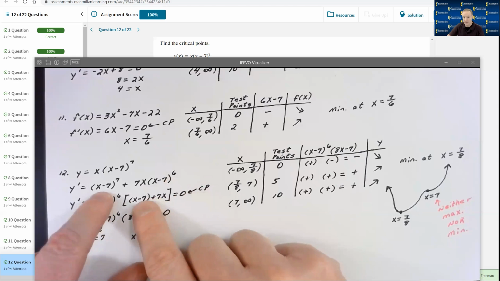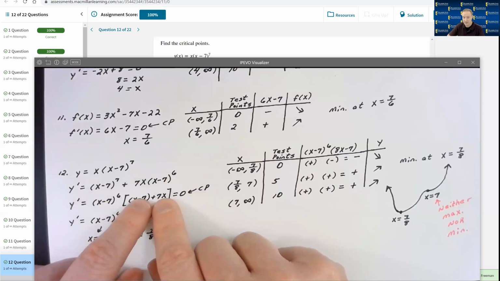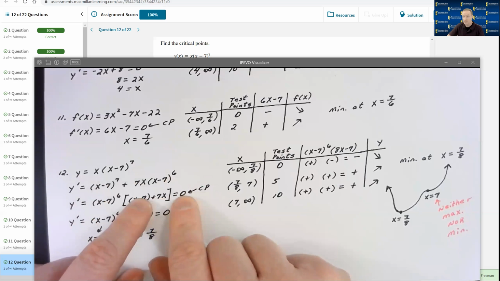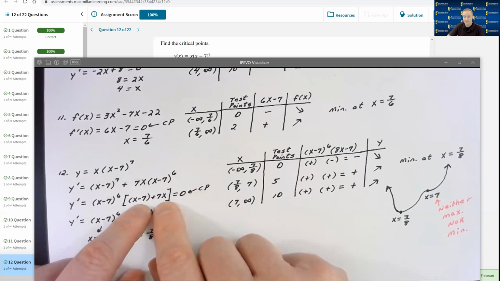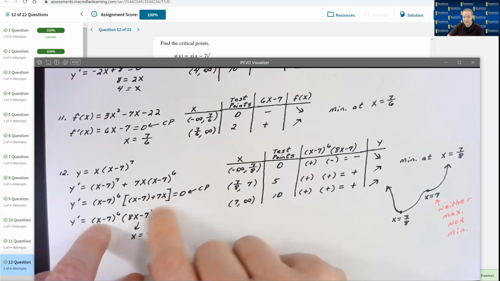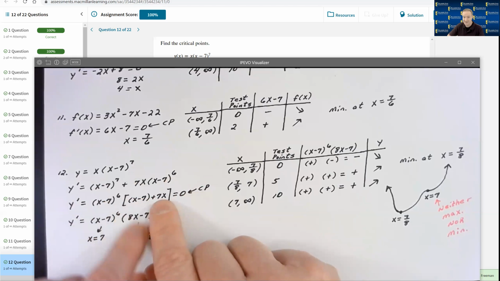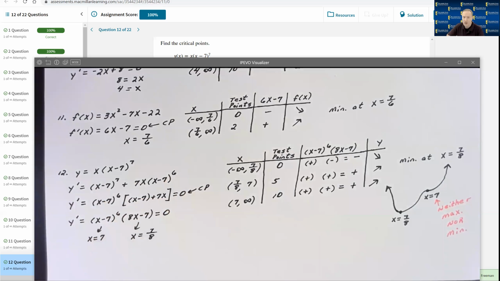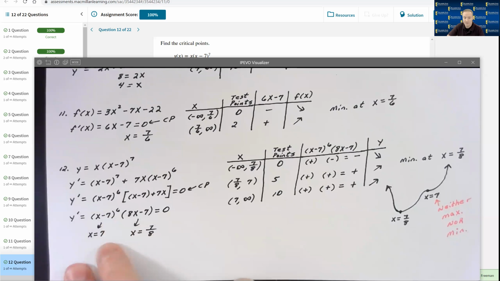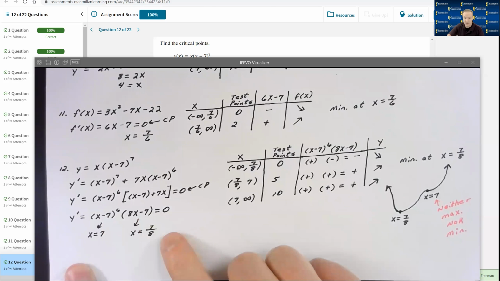When I do that, I'll be left with an x minus 7 to the first for the first term and a plus 7x for the second term. We need to set this equal to 0. Before I do that, I'm going to simplify that second factor. We have x minus 7 to the 6th times the group. We'll have x plus 7x is 8x minus 7. So now I have x minus 7 to the 6th times 8x minus 7 set equal to 0. This is true if the first factor equals 0, and that would give me x equals 7, or if the second factor is equal to 0, and that would give me 8x equals 7, so x equals 7 over 8.